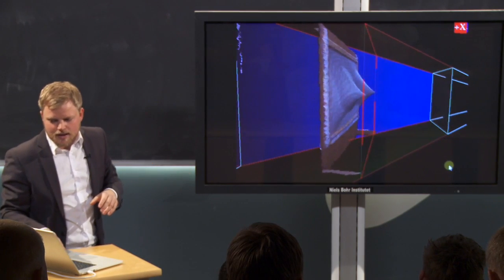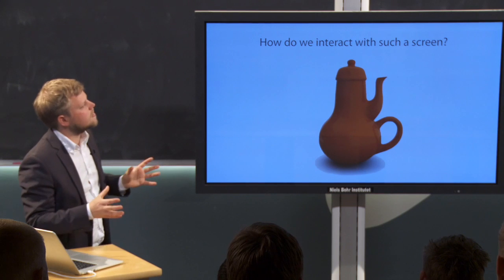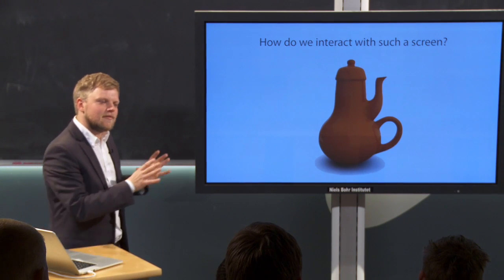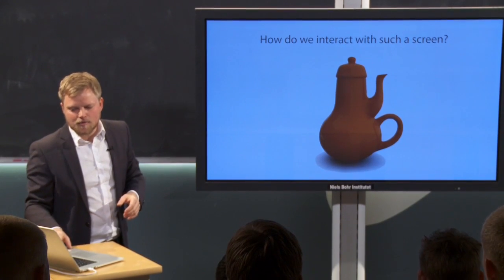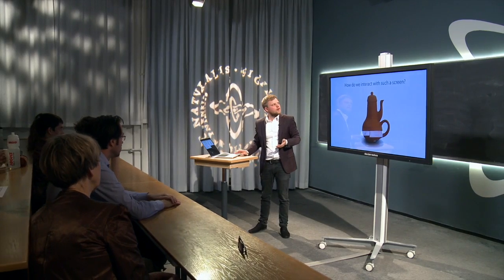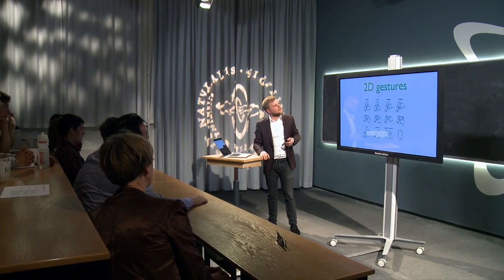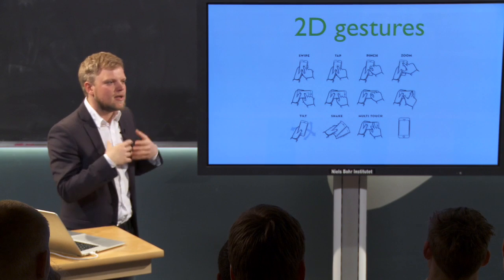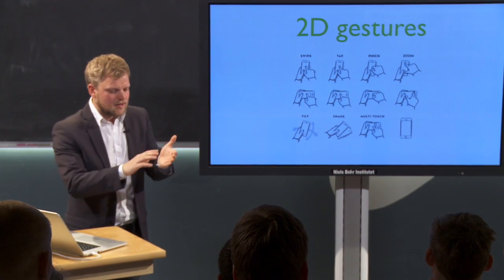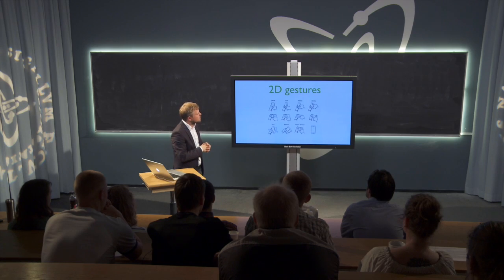Another challenge is that we yet don't know how to interact with these screens. So we're developing something that we don't know how to interact with yet. So if we again look in our pocket to our phone, we see these 2D gestures. And most of you are probably familiar with these. So if you want to zoom into a picture, we do this pinch to zoom. And if we want to switch to the next picture, we slide our hands. So now we have kind of a common vocabulary for how to interact with these 2D displays.